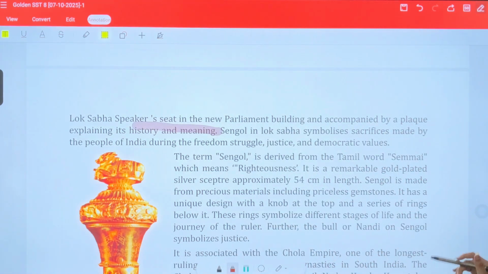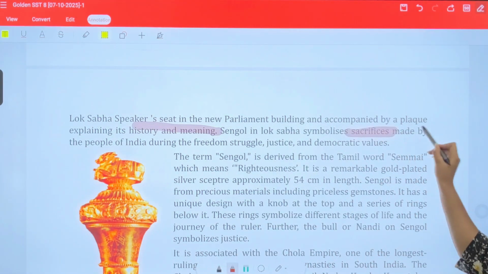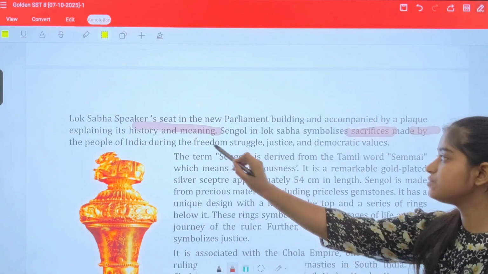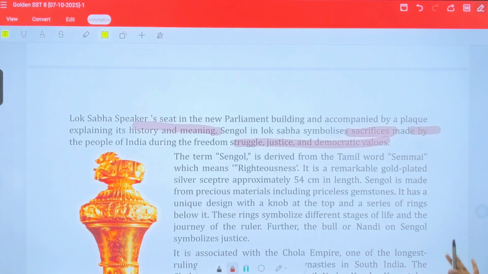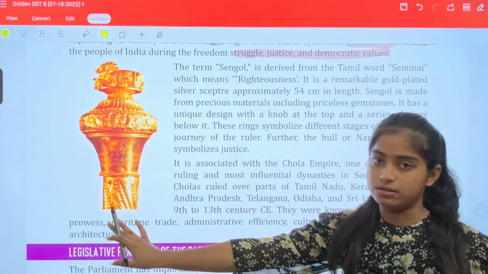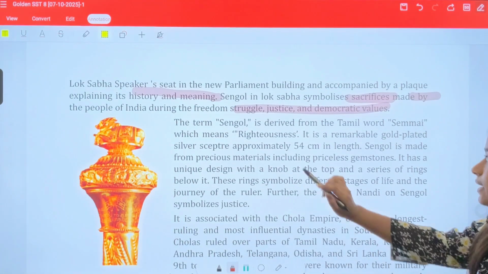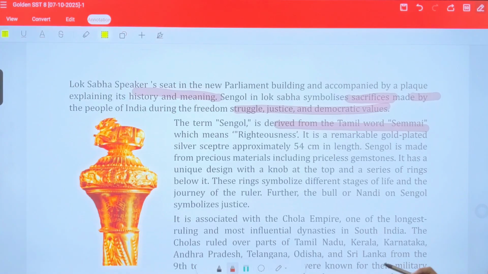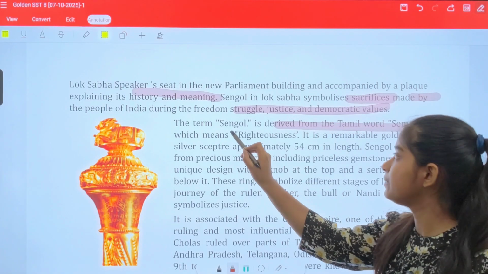Sengol in Lok Sabha symbolizes the sacrifices made by the people of India during the freedom struggle, justice, and democratic values. This is the Sengol, you can see this picture. The term Sengol is derived from the Tamil word Semmai, which I already explained is based on Tamilian kingdoms, and means righteousness.